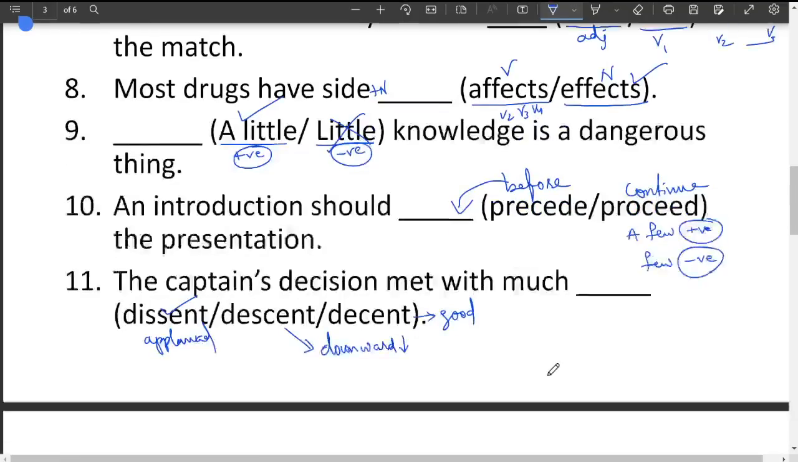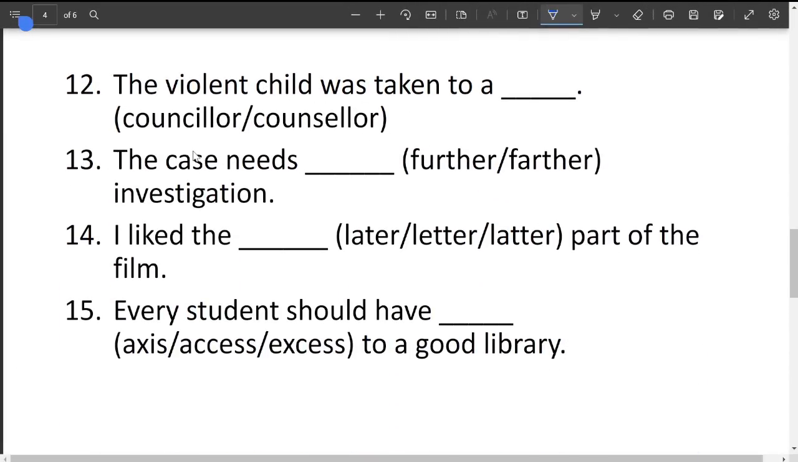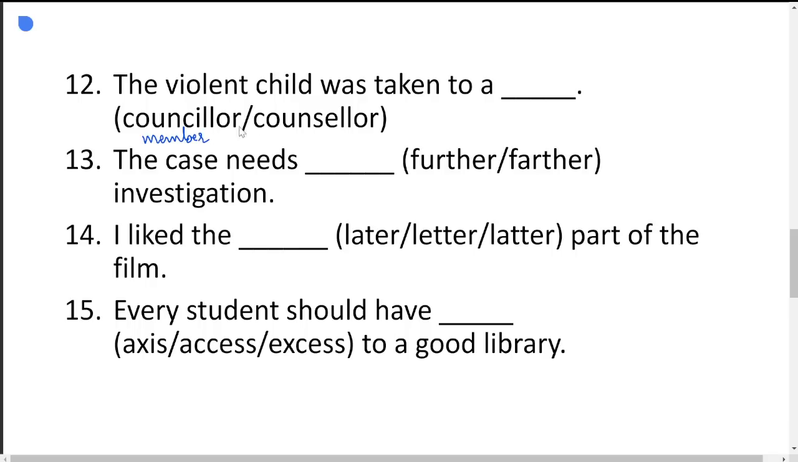Okay, next one. The violent child was taken to a counselor. Which counselor is this? Look at this first one. This councillor is nothing but the member of a party, member of politics, and this counselor is somebody who guides you, somebody who solves some health issues. Now, a violent child must be taken to the politician or to the guide. Which one can we use here? Second one.